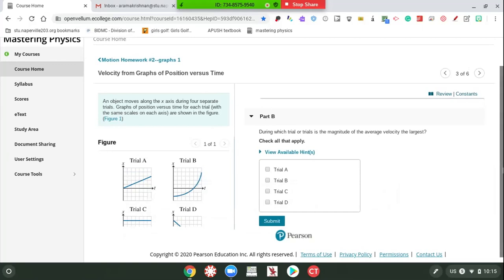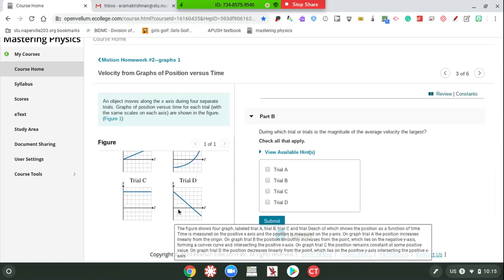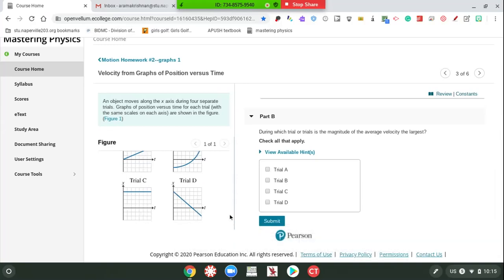So the first one is 3 by 7. And trial C is 0. What about trial D? Go down. So here the slope is going down. So going down by how much? 1, 2, 3, 4, 5, 6, right? Yes. So 6 by 7, same 7, right? Yes. So it is 6 by 7. Actually, it's minus 6 by 7. Yes. Average velocity, right? So minus 6 by 7, and okay.